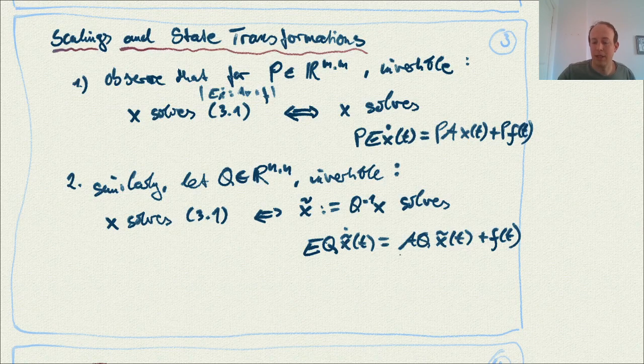Okay, and this is called a state transformation because here the state is changed. But if Q is invertible, then it's easy to see that no matter whether we have a solution to this problem with the EQ matrix and AQ matrix, then this solution uniquely defines a solution to the 3.1 problem, and the other way around. If x solves this problem, then we can define this x tilde by, so to say, applying Q to the minus 1 to the x, and then we put this in here, and then it's easy to see that this is exactly it. And this is very helpful for solution analysis.